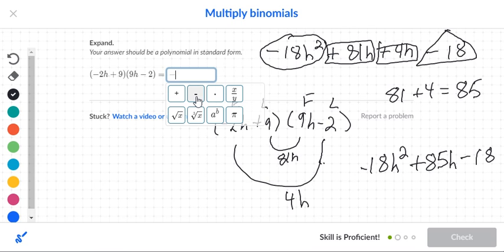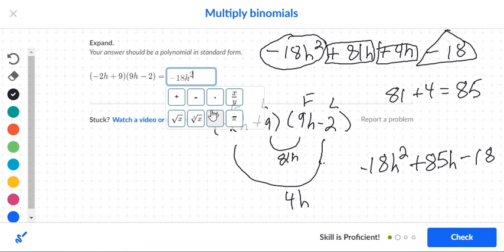So we're going to type in negative 18, the letter h. We're going to use the AB key. We're going to put down a 2, press the space bar. We're going to say plus sign, go 85, then the h, and then minus sign, and then the 18. So negative 18h squared plus 85h minus 18.